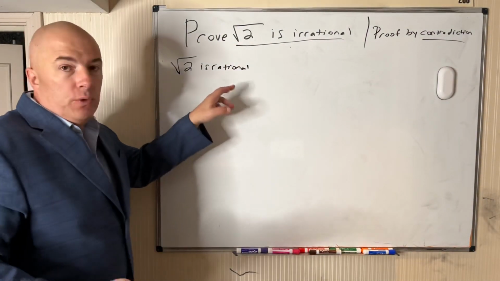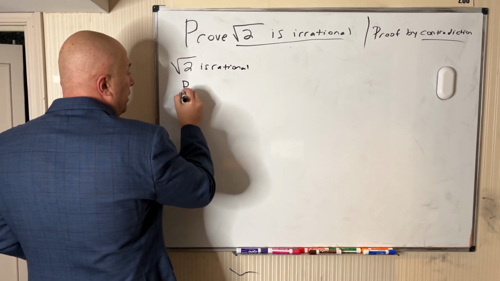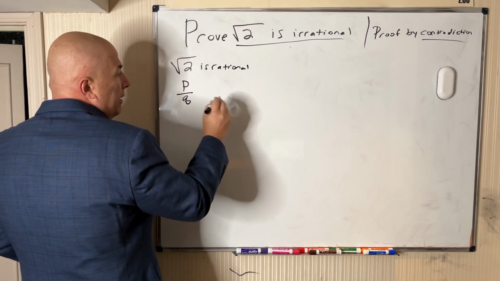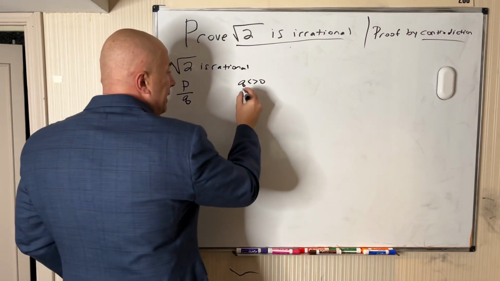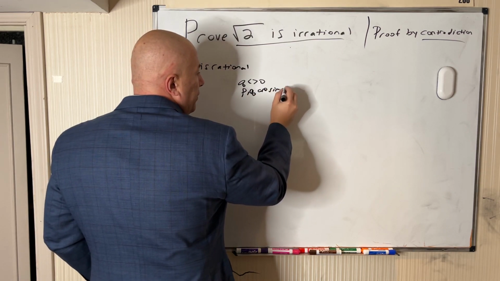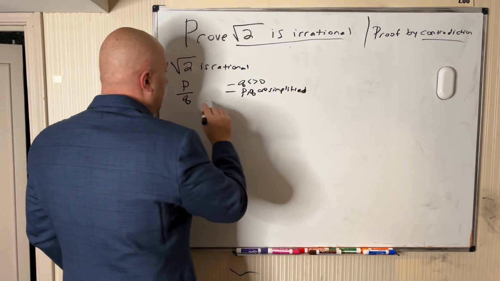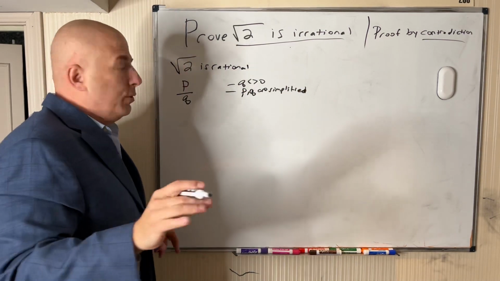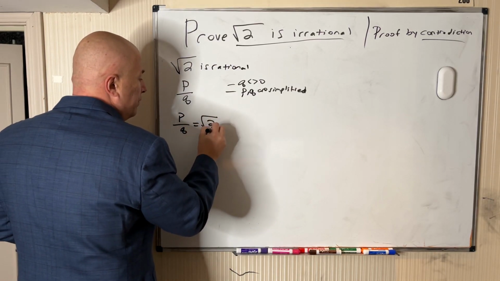Well, if we're going to assume that to start, the definition of a rational number is a number, P over Q, such that Q cannot be 0, and P and Q are simplified. You can't simplify them anymore. So these are the two parts of this definition. So if square root of 2 is rational, we know that P over Q equals square root of 2.